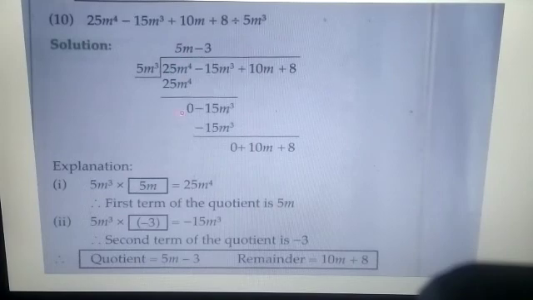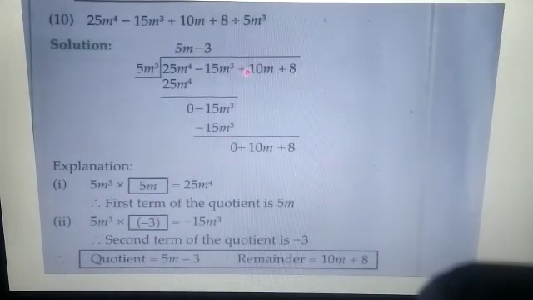Now this gets cancelled and remainder is 0. Now what is left? Minus 15m cube. Minus 15m cube we have written. Now we want minus 15m cube. So here minus we will write, and 5m cube is multiplied with minus 3 to get minus 15m cube. This means 5m cube is multiplied with minus 3 to get minus 15m cube. And minus 3 is the second term of the quotient. Now it gets cancelled and remainder is 0.